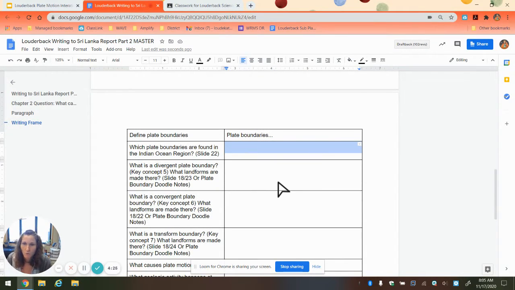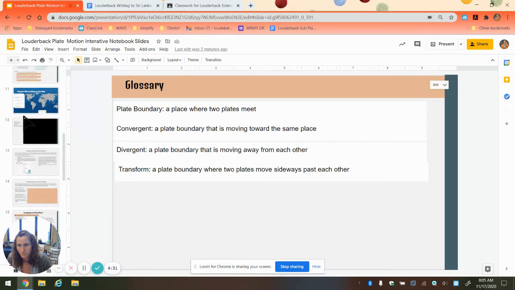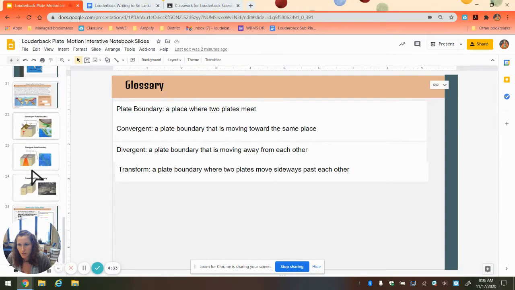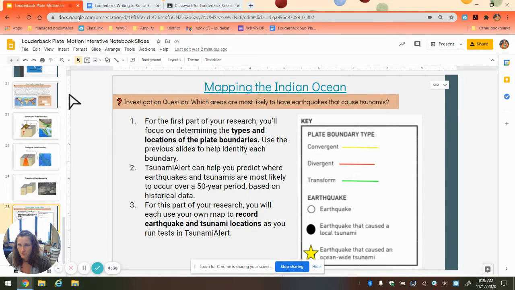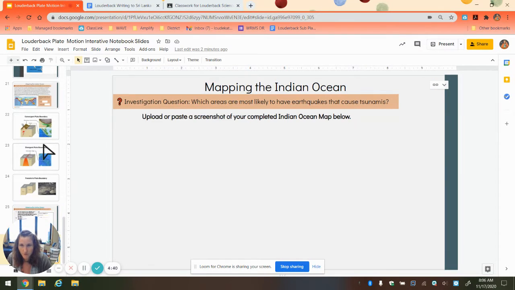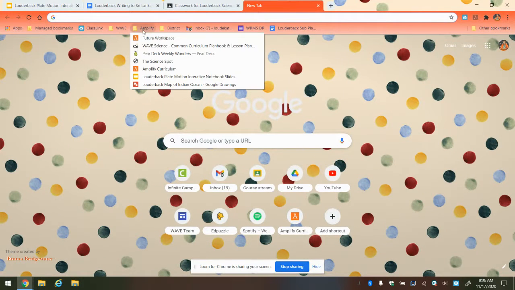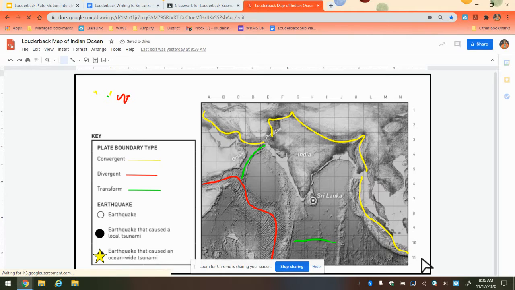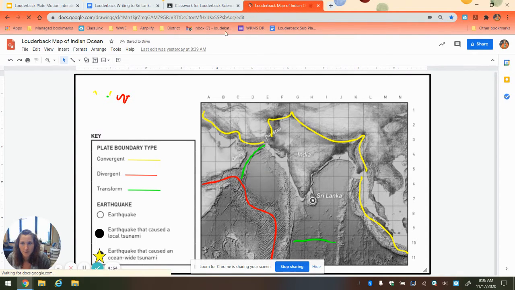Okay, which plate boundaries are found in the Indian Ocean region? Okay, slide 22. So if I go to slide 22 on my plate motion, oh, I actually need to change that because that's actually for the SWAT team. So I will change that for you guys. It should be slide 26, but we also have that saved. It should be bookmarked right along here. There it is. So I bookmarked mine as well.